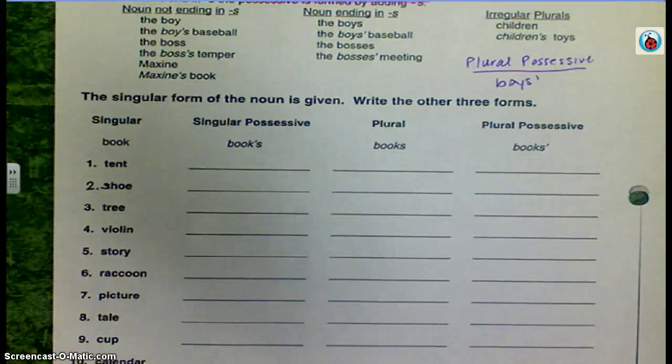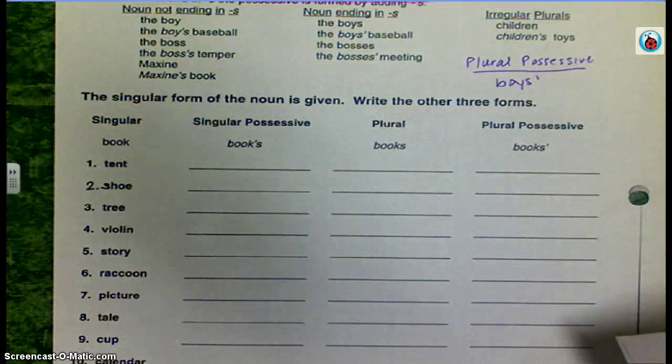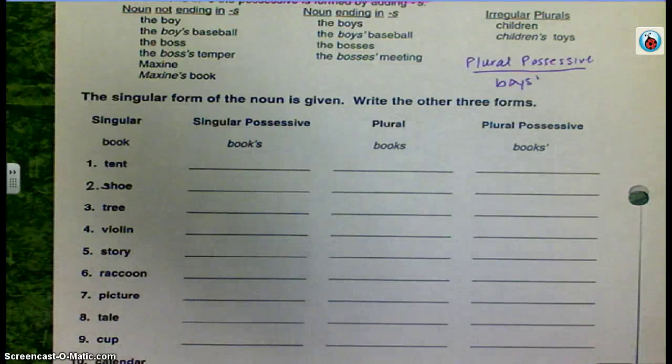If we look at number 1, we're going to do the first 5 together. You're going to do 6 through 13 on your own. And then on the next page, you're going to do 1 through 15 on your own. So this might take us a little bit longer today. Okay?